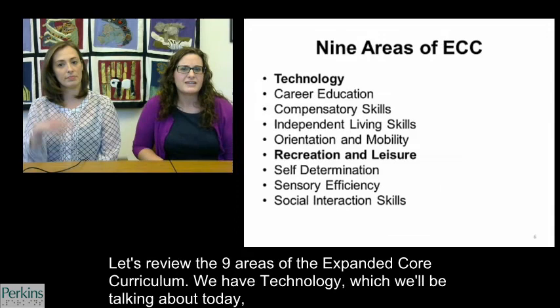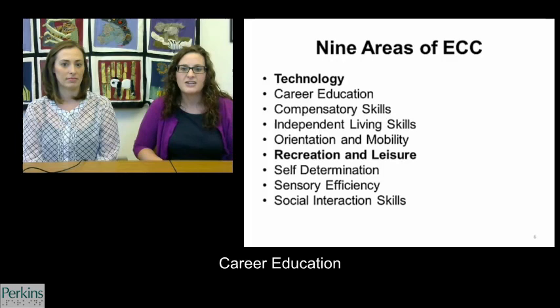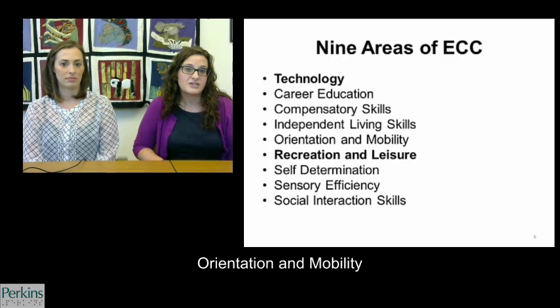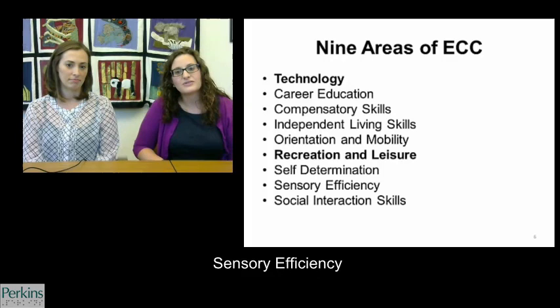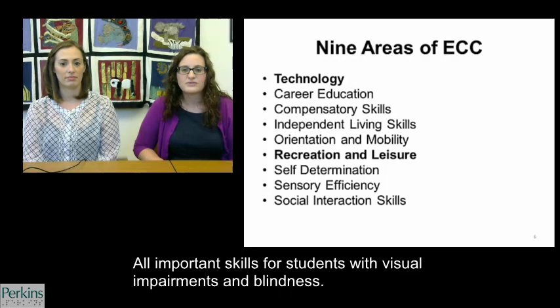Let's review the nine areas of the expanded core curriculum. We have technology, which we'll be talking about today, career education, compensatory skills, independent living, orientation and mobility, recreation and leisure, self-determination, sensory efficiency, and social interaction skills. All important skills for students with visual impairments and blindness, and all need to be explicitly taught.